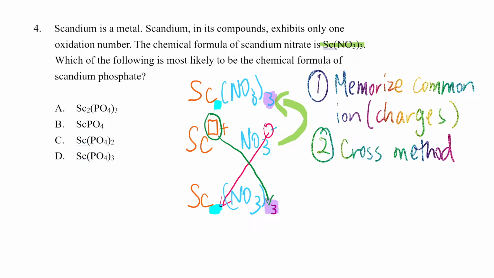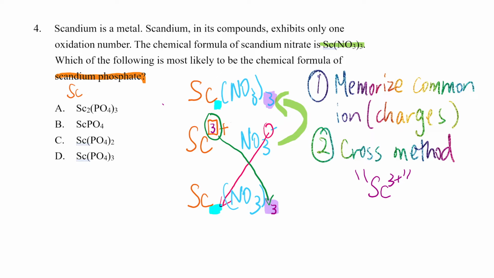So here I can fill it back in on my scandium ion up here. I'll put it inside that box. It is 3 plus. So there you go. With the help of the cross method, I was able to figure out that scandium has a 3 positive charge. So now that we know scandium has a 3 positive charge, let's try and solve our question. It says, which of the following is most likely to be the chemical formula of scandium phosphate? Now that we know scandium has a 3 plus charge, let me write it down here. Scandium is 3 plus. How about phosphate?